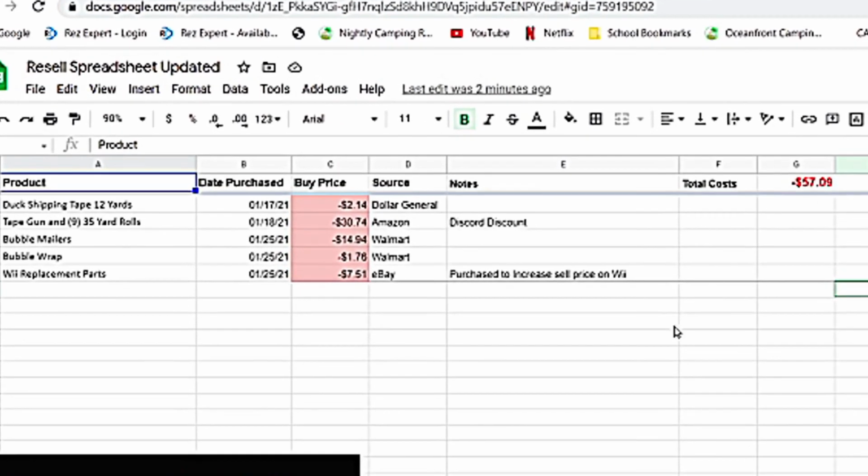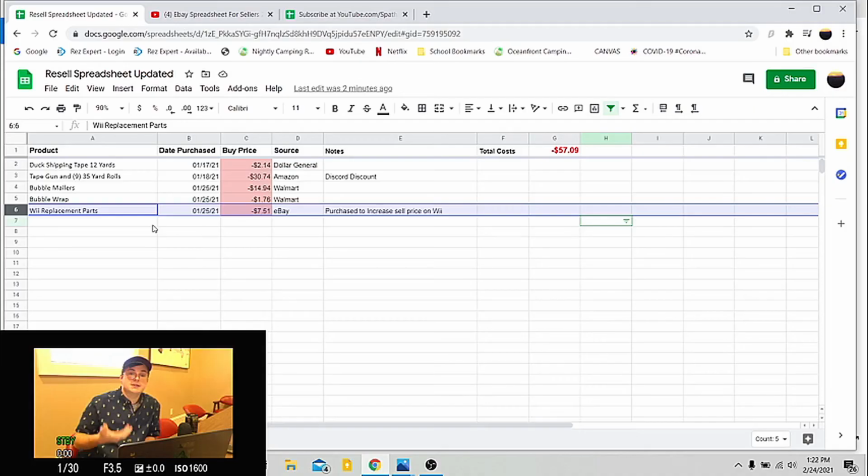So you can see here I have things like shipping tape that cost me $2.14. I put in here that I bought it from Dollar General, and you can also add any notes that you get. So there I've done a couple different expenses, mostly bubble mailers and tape. But you can see here too on number 6, I have replacement parts. If you purchase an item and you have to buy parts or paint or screws or anything to make that product back to where you can resell it, that'll go in here as well. Make sure to include that so you know exactly what your profit is.